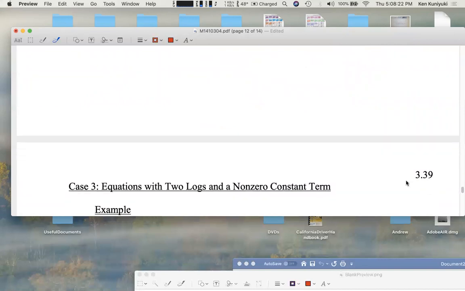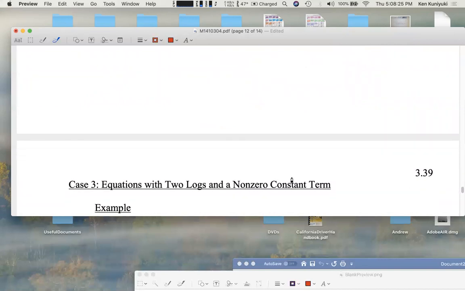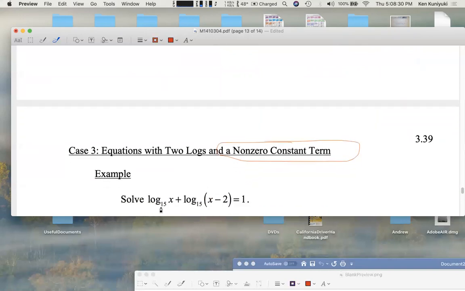Things can be a bit tighter if you have a non-zero constant term. So for example, log base 15 of x plus log base 15 of x minus 2 equals 1. Now you might think that the base 15 is the problem. Actually, no. It's more the 1, because that kind of binds our hands more. Here, it's not so easy to separate the logs in a nice way, because you have that positive 1 term hanging out there. So separating the logs isn't so helpful.